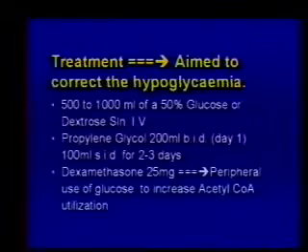The treatment is basically aimed to correct the hypoglycemia. This is a hypoglycemic condition. We give 500 to 1,000 mLs of a 50% glucose or dextrose solution. Glucose is the enantiomer of dextrose, but we could use either. Or we can use propylene glycol, 200 mL twice a day on the first day, then 100 mL once a day for 2 or 3 days in a row.